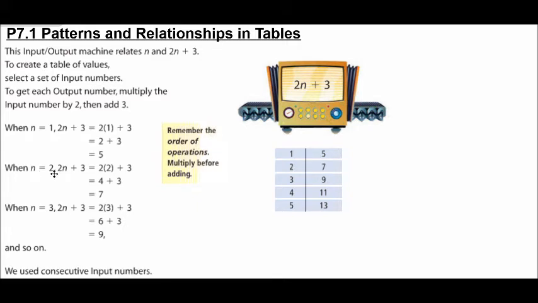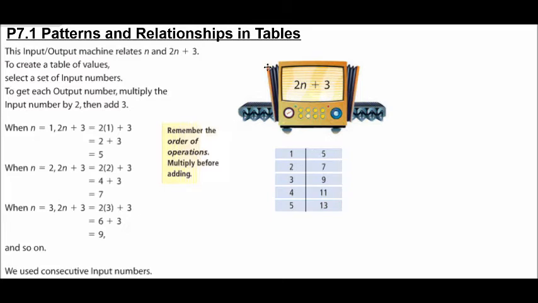If I plug 2 into my machine, I'm going to go 2 times 2 gives me 4. Add that 3 is 7. So if I plug 2 into the machine, it's going to spit out 7 once it's done. Same thing goes for 3. 2 times 3 is 6. Add that 3 is 9. If I plug 3 into the machine, it's going to spit 9 out the other side.